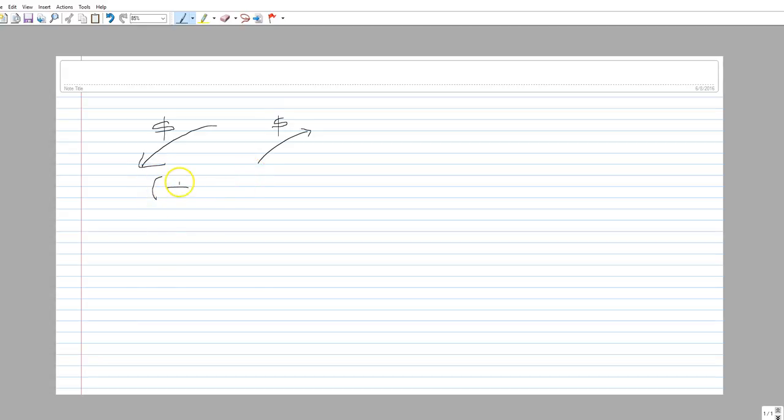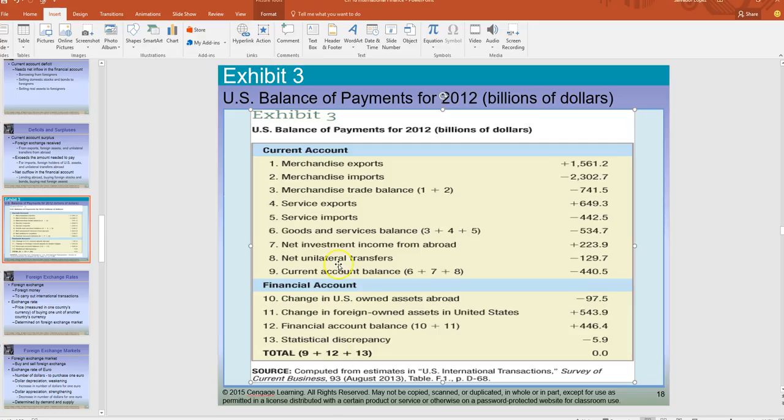All this money that comes in is considered a plus or a credit, and money that leaves is considered a minus or a debit. The balance of payments adds the positives and the negatives, and this is supposed to be equal to 0. That's why it's called the balance of payments. It has to be balanced.